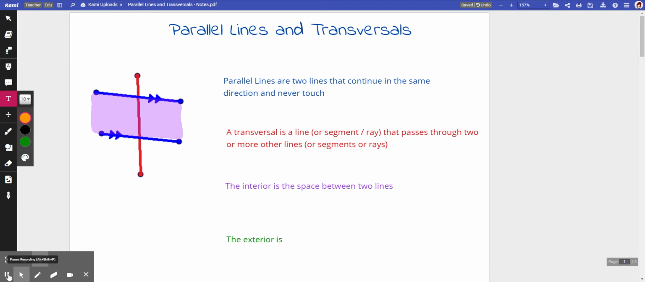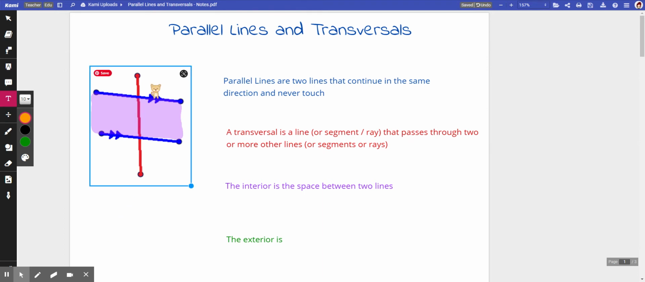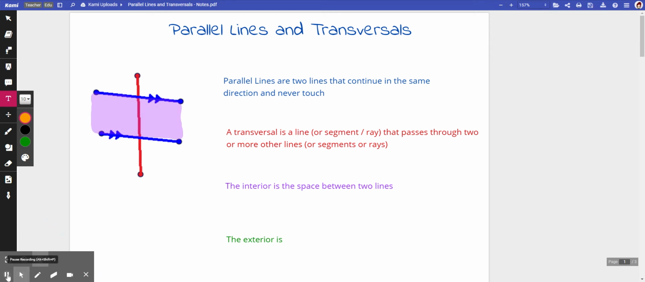The interior is the space between two lines or segments or rays. But again, you usually look at it as if you extended them out. So this is the interior here, which turns blue when I hover over it. And then the exterior is the space on the outside.